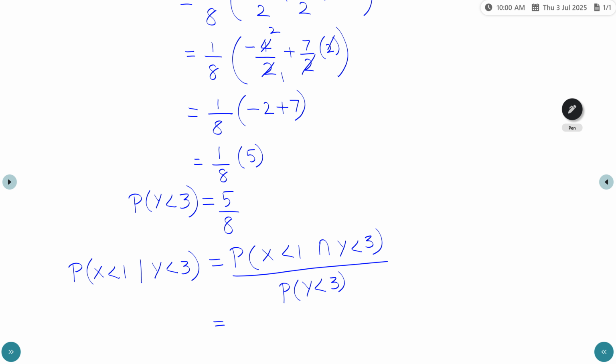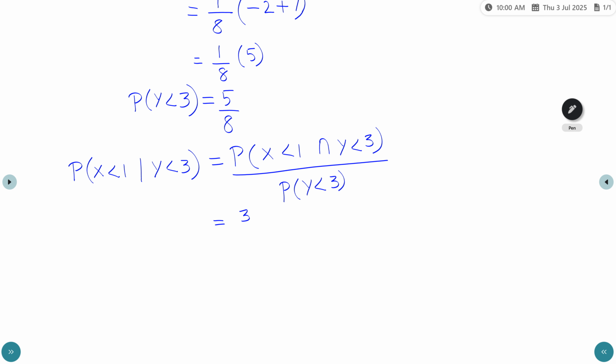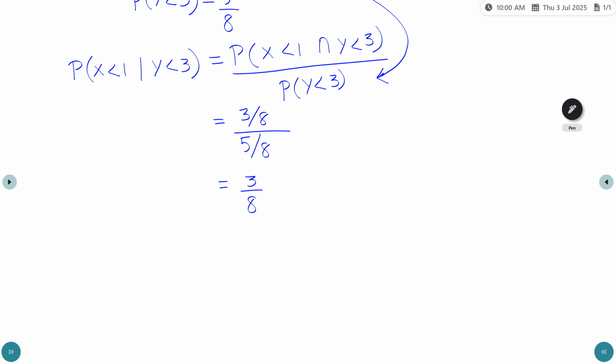See, we already found that the numerator value is 3 by 8, and now we found that the denominator value will be 5 by 8. That means 3 by 8 divided by 5 by 8. Division means inverse multiplication, that is 8 by 5. So 5 by 8 converted into 8 by 5. 8 gets cancelled. The remaining is 3 by 5. So P of x less than 1 given y less than 3 value is 3 by 5.